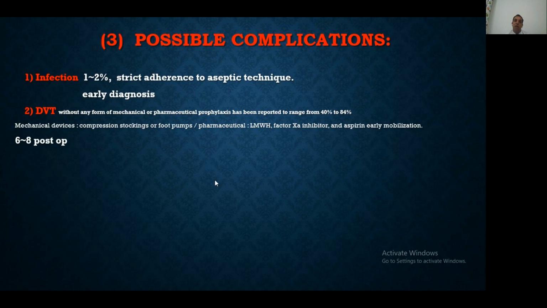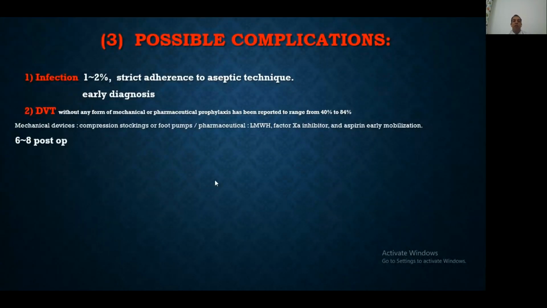You have to know that they are not frequent. Infection is less than 1%, 1 to 2%. Some centers report less than 1%, and some centers 1 to 2%. But generally speaking, this is not high. And DVT currently is also not high. But generally speaking, we have to give the utmost attention to prevent these two complications.